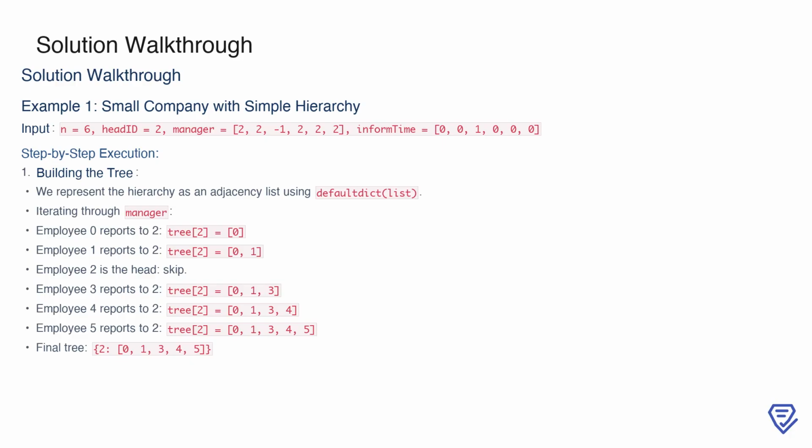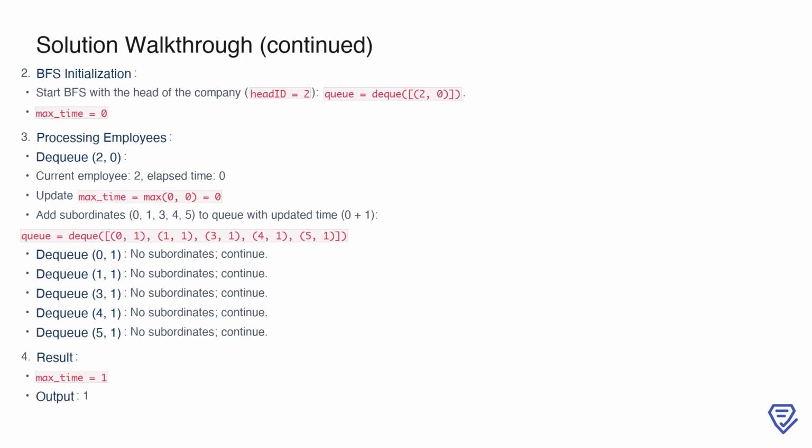To begin the BFS traversal, we initialize a queue with the head of the company, employee 2, starting at time 0. We also initialize a variable max_time to track the maximum time required to inform all employees. Next, we process the employees level by level. First, we dequeue employee 2, who is at time 0.